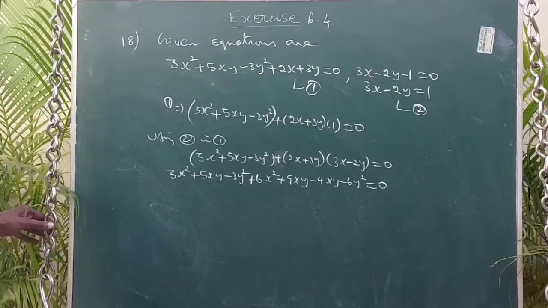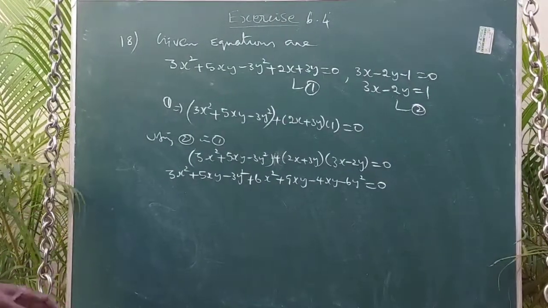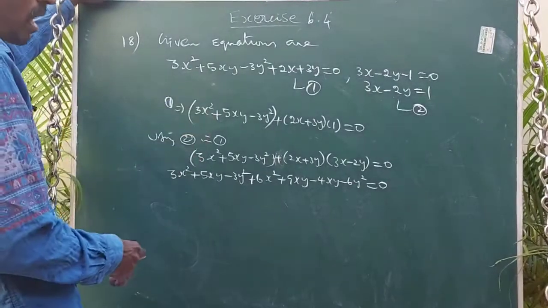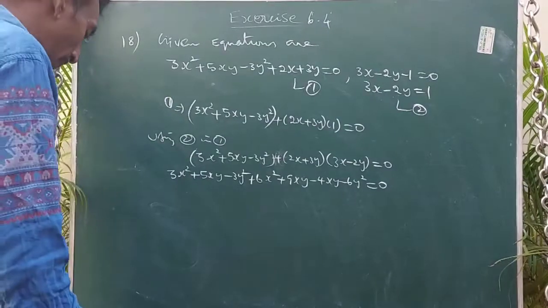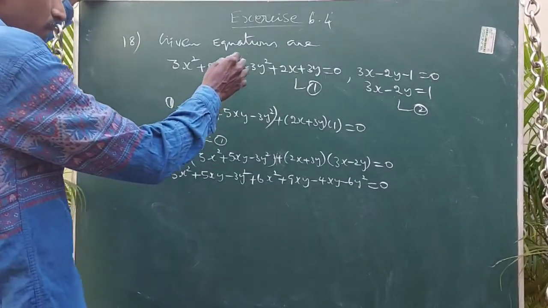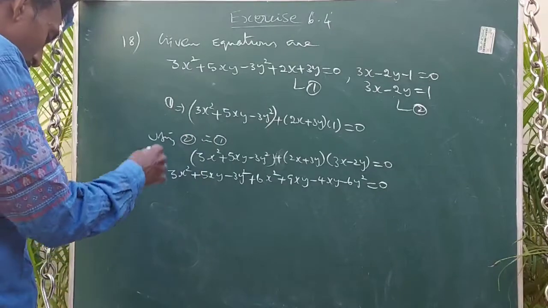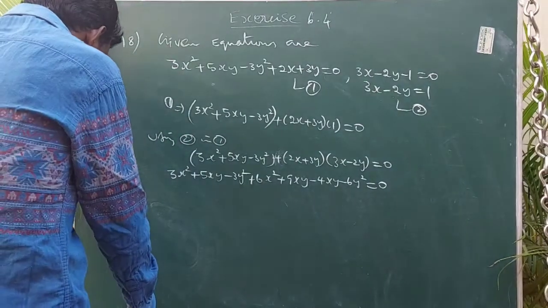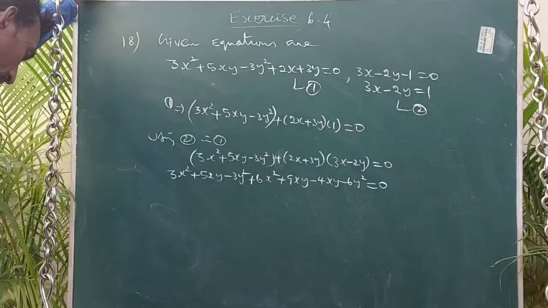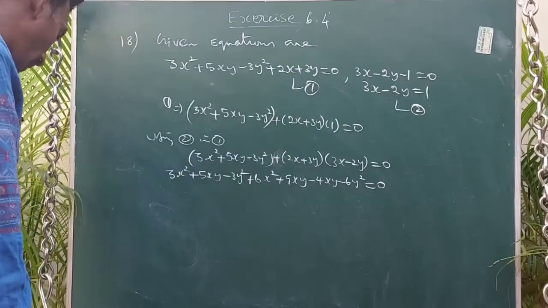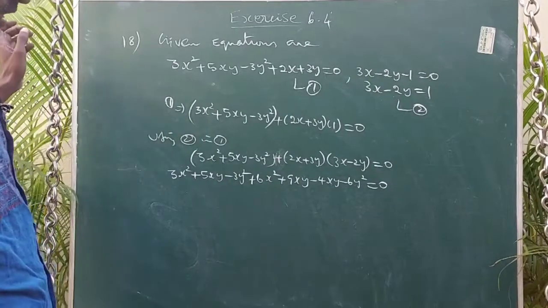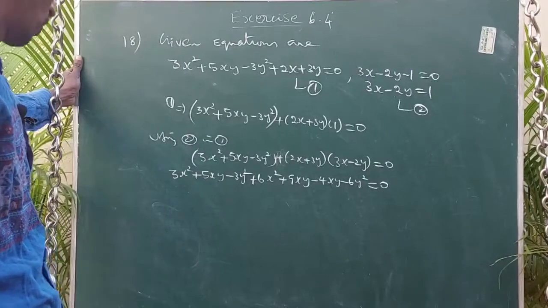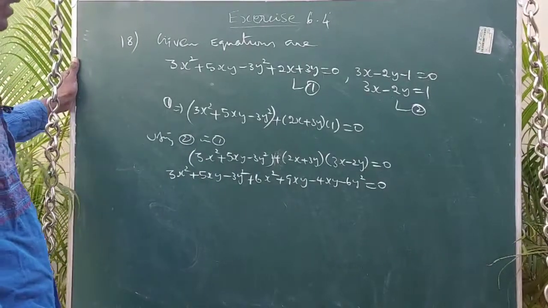Given the straight line joining the origin to the point of intersection. Here we can find the solution by using the method called homogenization. Our aim is to prove that the lines joining the origin to the points of intersection of the two curves are at right angles. So what does that mean?